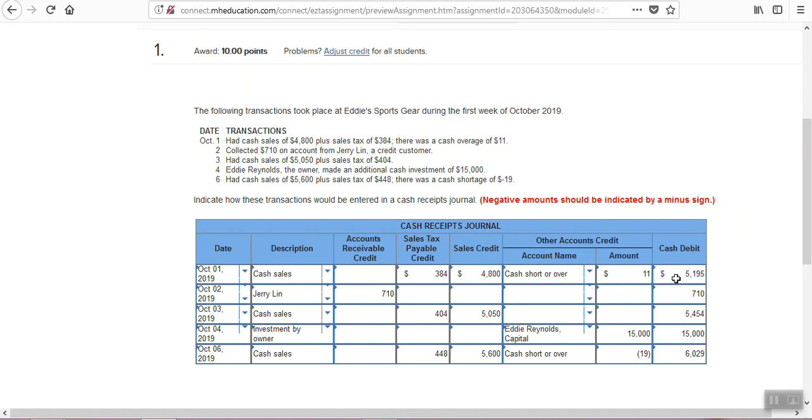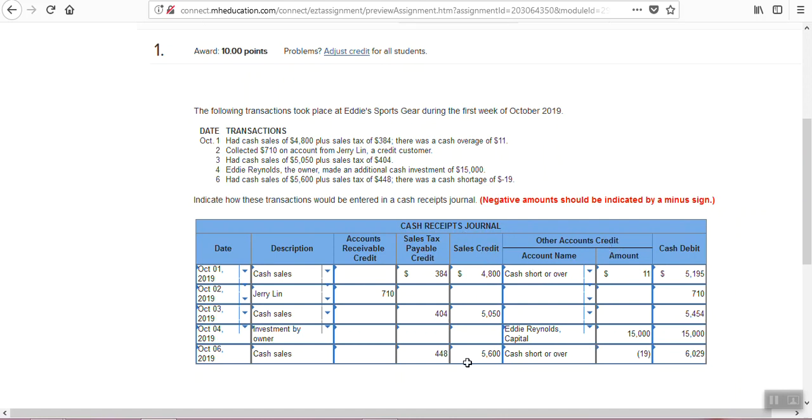But this says that there was a cash overage. So we didn't actually collect the amount of sales plus the sales tax. We collected the amount of sales plus sales tax plus $11. So over here, this is our cash over or short, $11. And this is actually the amount of cash that we received, which was $384 plus the $4,800. And then plus the $11. So we actually add all 3 of these up to tell us how much cash. And you'll notice there's a debit here. This is a credit. It says credit right there, credit and credit. So our debits and credits should be in balance.